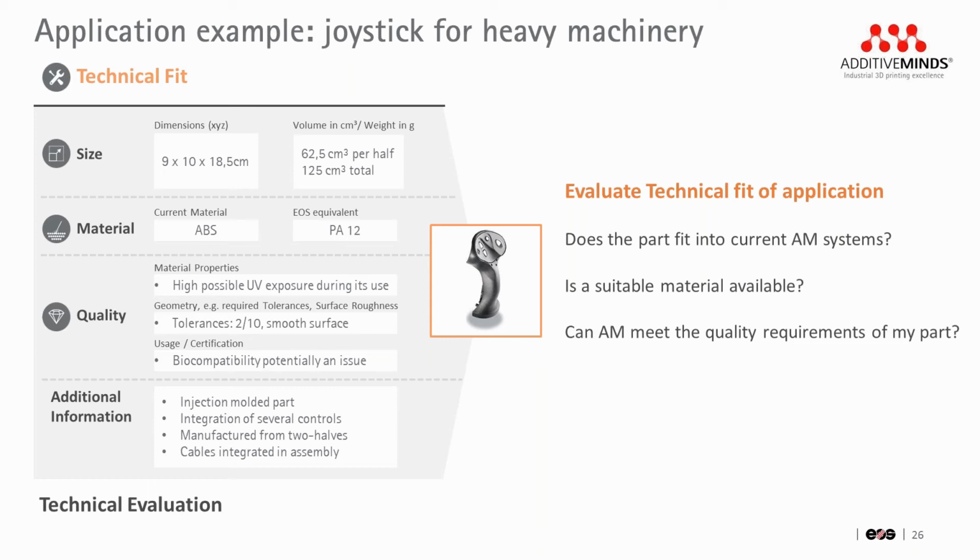And a low technical evaluation, for example, would be something that is not possible with today's technology. Medium, something which is possible, however, we would need to look into redeveloping the part. And high would be something we can directly build, suitable materials there and no issues from tolerances or surface. And for this application, we evaluated the part as high.